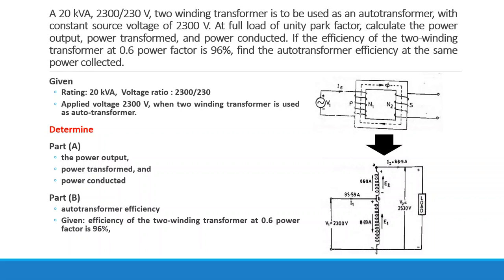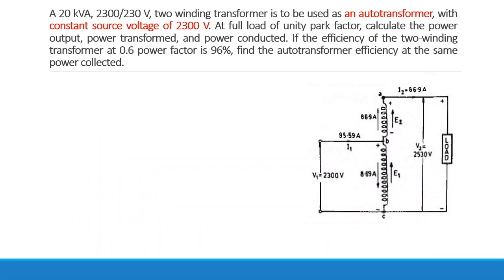First, the two winding transformer has to be converted into a single winding transformer. So connect both windings in series and you will get this circuit diagram. While preparing this circuit diagram, keep in mind that the applied voltage is 2300 volt. The two winding transformer has two windings, one of 2300 volt and another of 230 volt. The 2300 volt is the high voltage side, which will be connected to the supply.